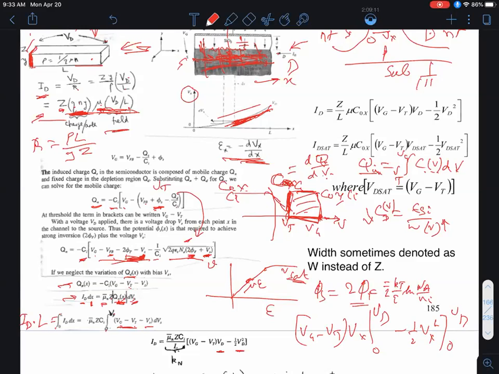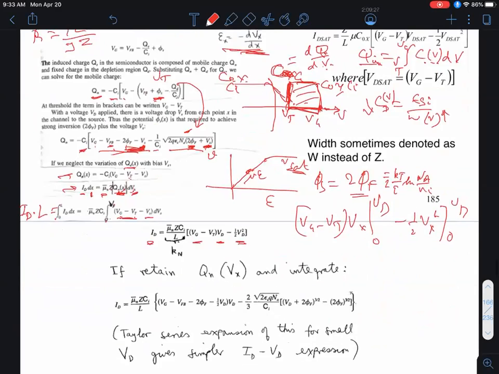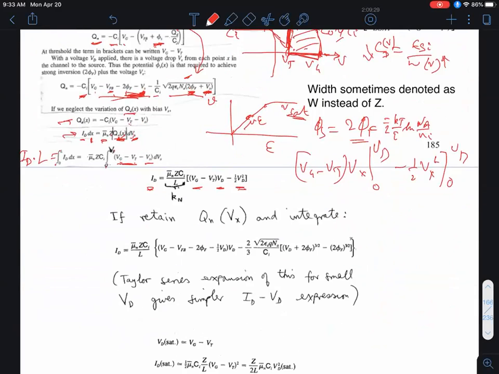So that is my expression for the drain current as a function of the gate voltage and drain voltage in a MOSFET. It's an approximation for low drain biases where you could ignore this quadratic term over here, okay? That is a form of the expression that we'll be using in our class to solve homework problems.